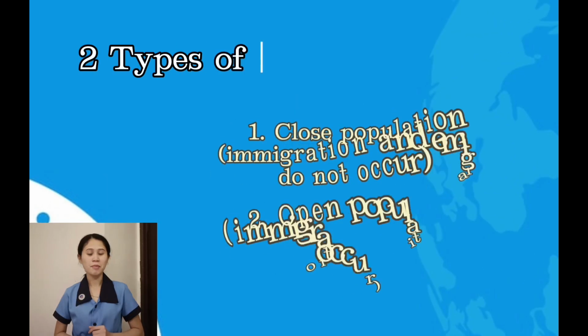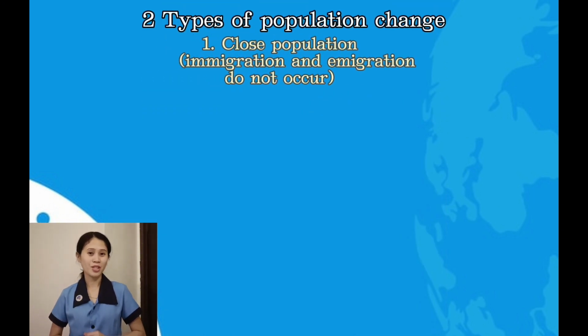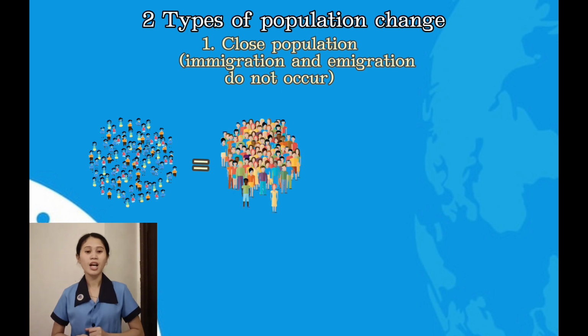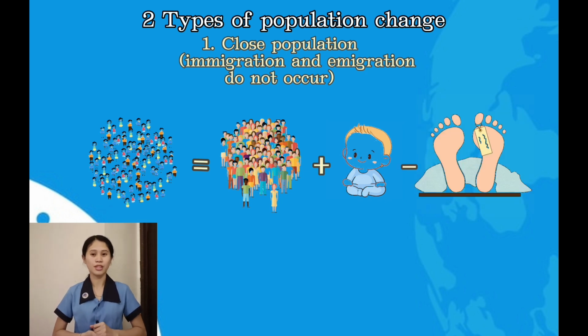There are two types of population change. First is the closed population, in which immigration and emigration do not occur. So here's a simple equation for a closed population: the population at the end of the interval equals the population at the beginning of the interval plus births during the interval minus deaths during the interval.